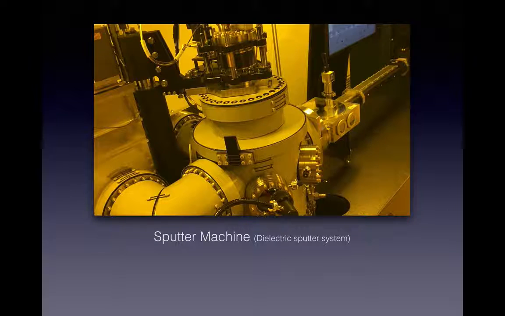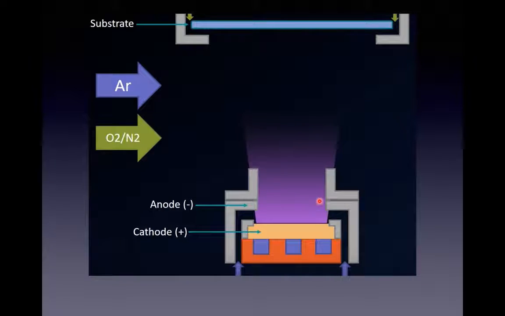So this is the outside look of a sputter machine. And this model is a dielectric sputter system. On the outside, it looks very similar to an electron scanning microscope in a way.